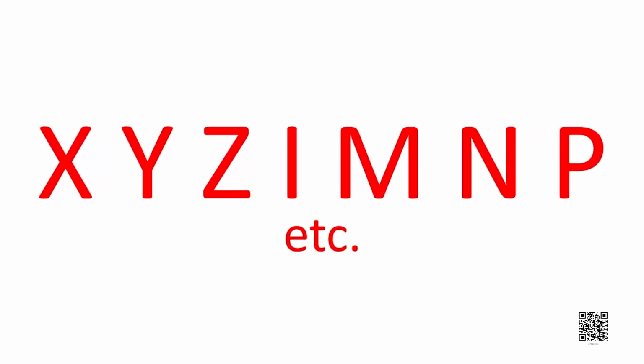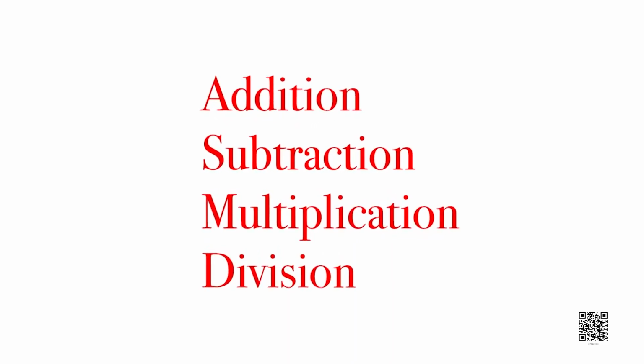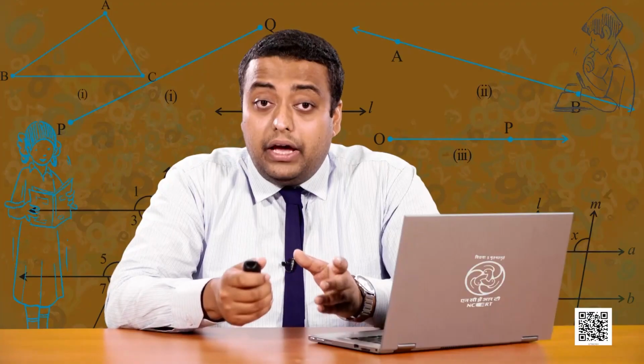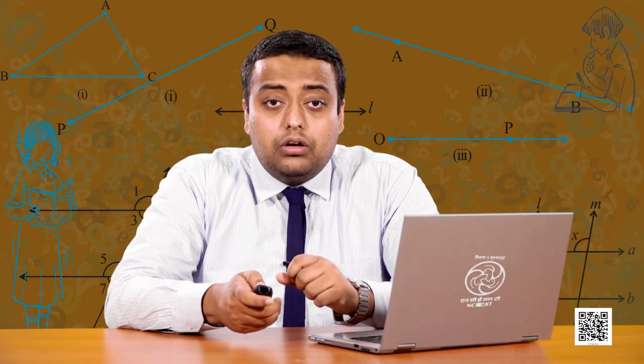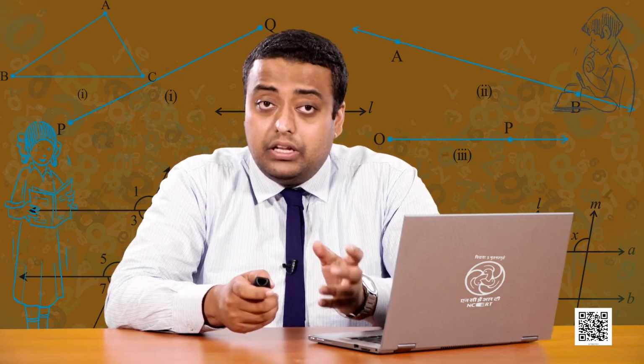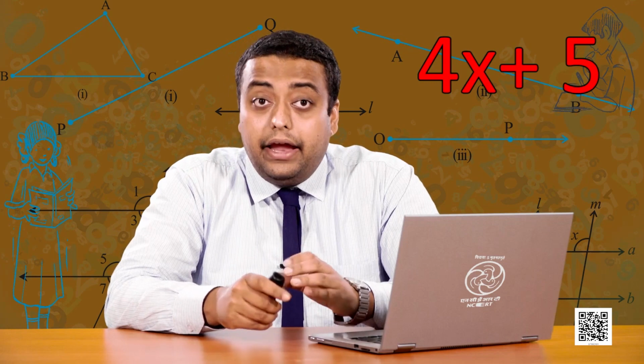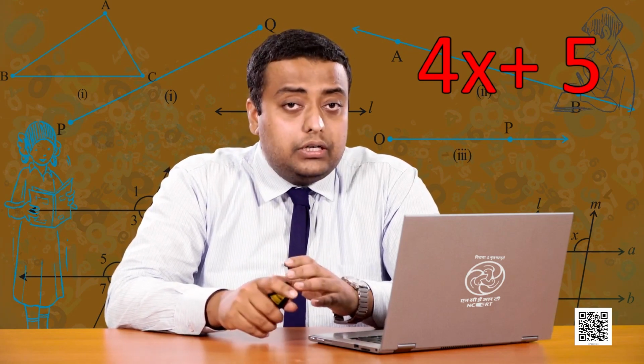Variables are denoted usually by letters of the alphabet such as x, y, z, l, m, n, p, etc. From variables, we form expressions. The expressions are formed by performing operations like addition, subtraction, multiplication and division on the variables. From x, we form the expression, for example, 4x + 5. For this expression, we first multiplied x by 4 and then added 5 to the product.